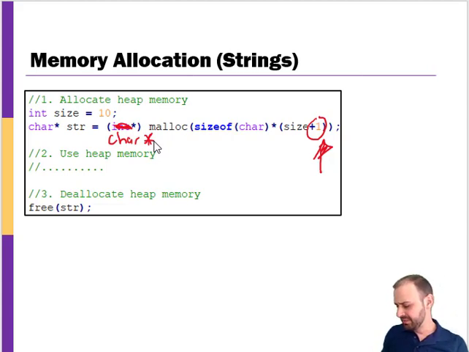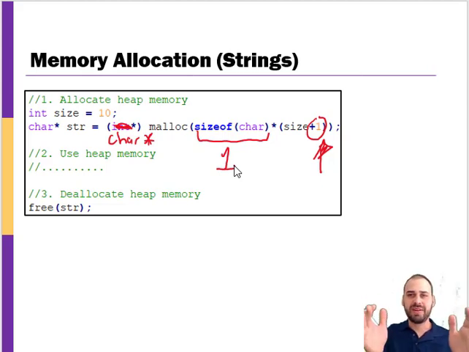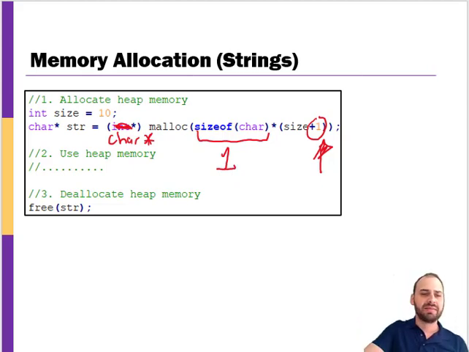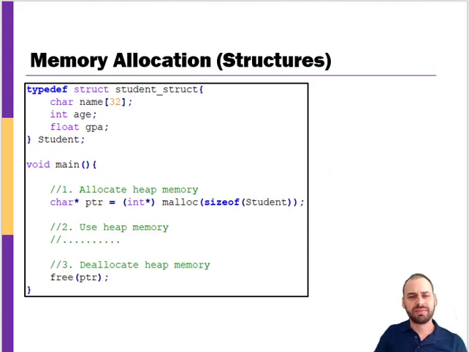So notice here, if storing a character takes 1 byte, we want to store 10 characters for a string of length 10. We've got 10 characters for that string plus 1 for the null terminator. All right. Structures.